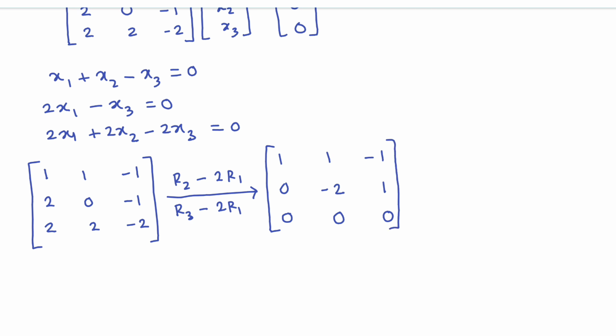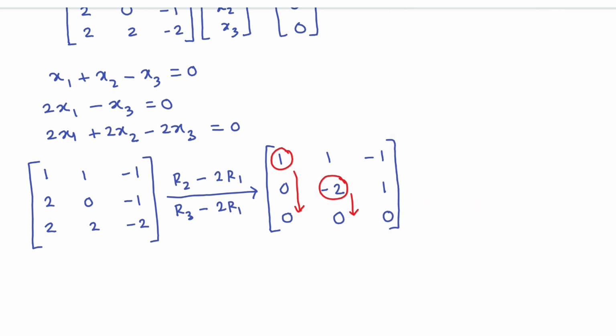Is this matrix in row echelon form? Obviously yes. Here this is a pivot element, this is a pivot element, all the elements below the pivot element are 0, and the zero row is at the bottom, so this is in row echelon form. Now tell me how many solutions will be there. Obviously more than one solution, or infinite solutions. Here rank is 2 and number of variables is 3, so infinite solutions.